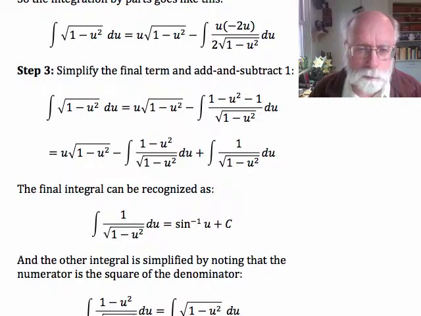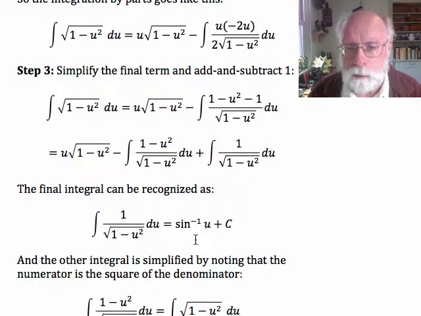Now, why do we do that? Well, we do that because we now recognize this final integral as one of our standard integrals. One of the ones we just know. We know that the integral of 1 over the square root of 1 minus u squared du is the inverse sine function. It's inverse sine u plus a constant. So that means that we can actually evaluate that. We know how to handle that last integral.